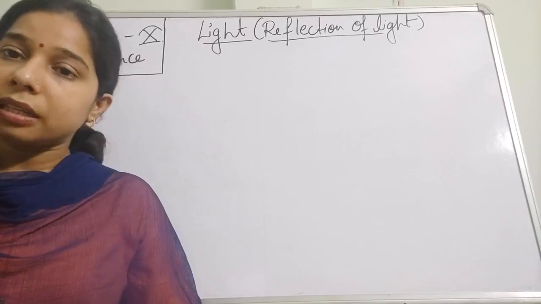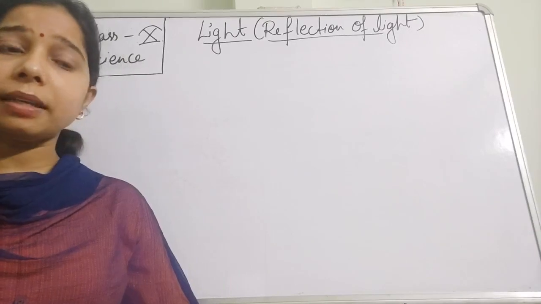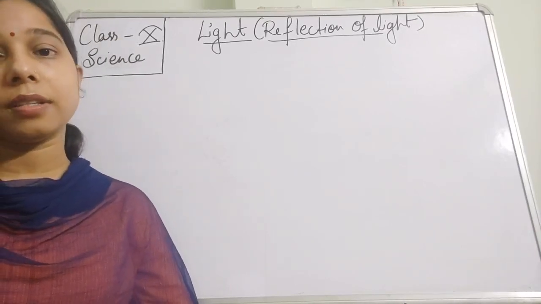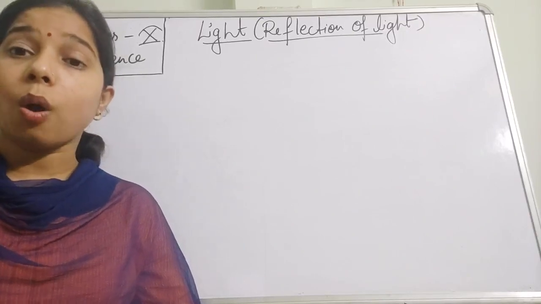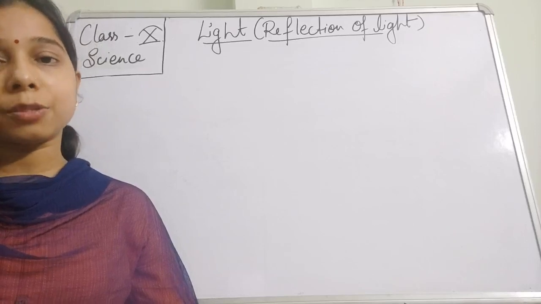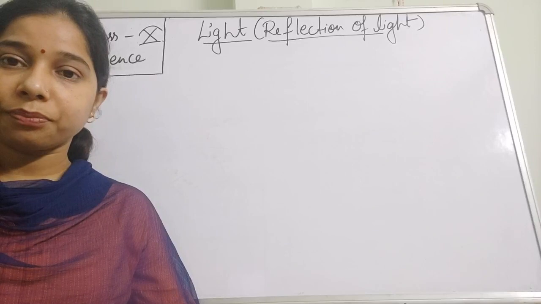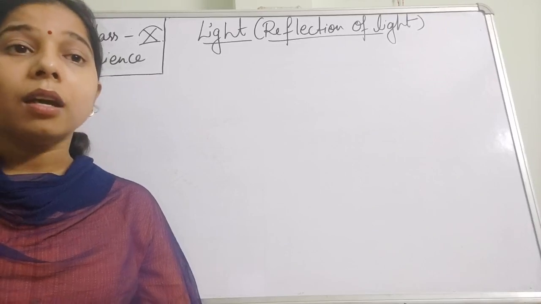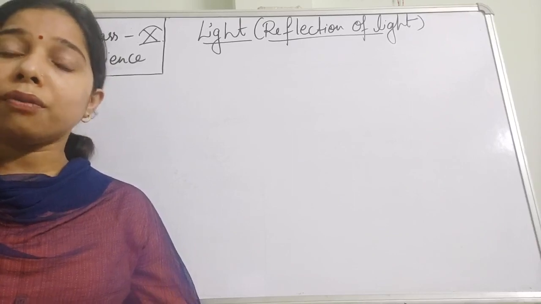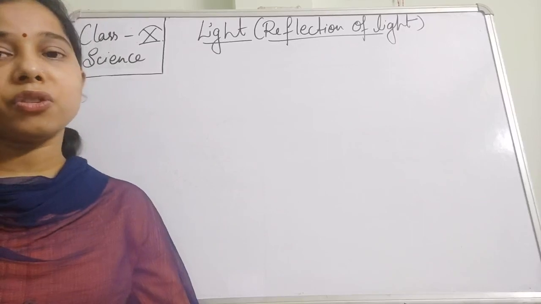Then we have also seen, students, the first one, the center of curvature. What do we understand by center of curvature? It is actually the center of the hollow sphere of glass of which the mirror is a part. Then radius of curvature is what? That is the radius of the hollow sphere of glass of which the mirror is a part.